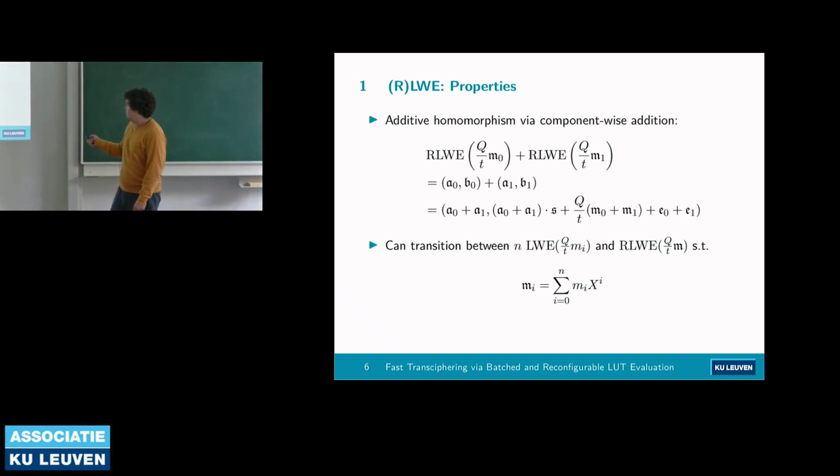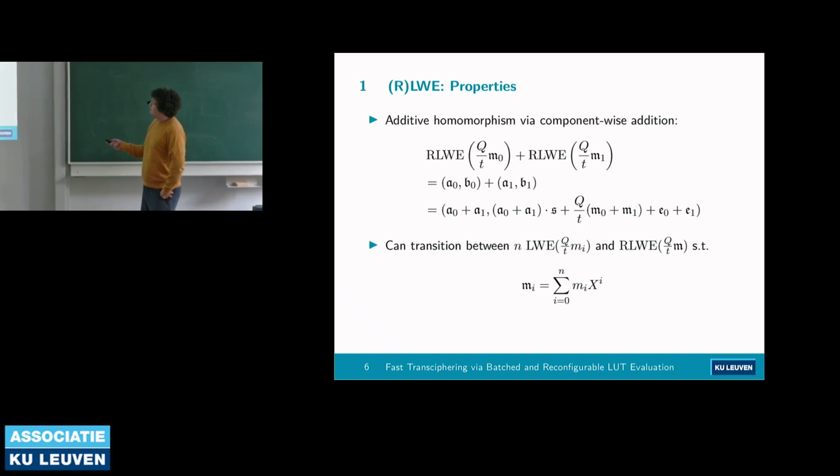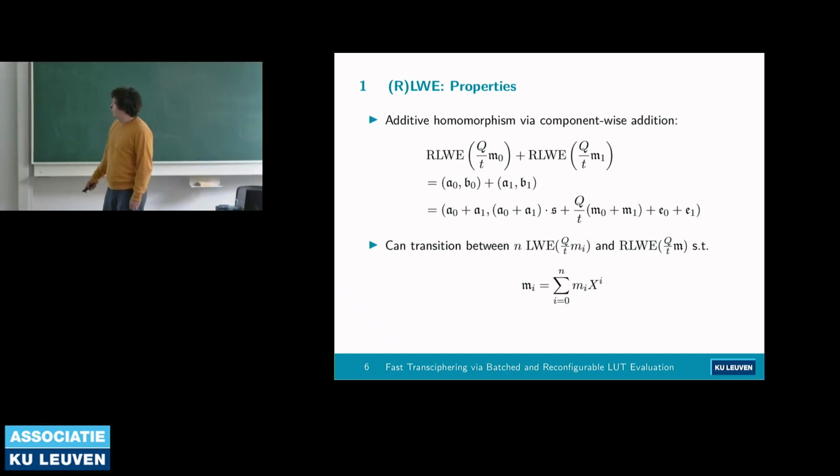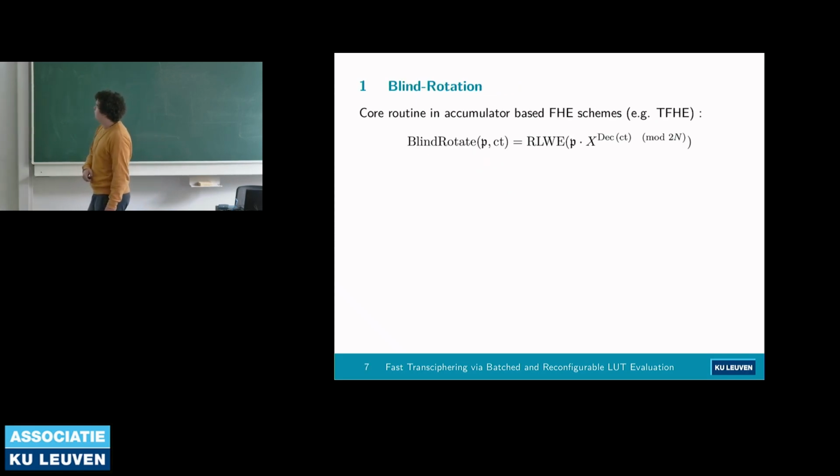Now, the last property, which is very useful, is that if you have n LWE samples of some values here, we can combine them into a single ring LWE sample encoding a polynomial whose coefficients will be equal to these messages. And going the other way around, if we have a ring LWE sample of a polynomial, we can produce an LWE sample encoding each coefficient. The latter is much more efficient, but that's not too important. Now, the operation that all accumulator-based FHE schemes use is called blind rotation. I won't show the steps because there are different ways to do it.